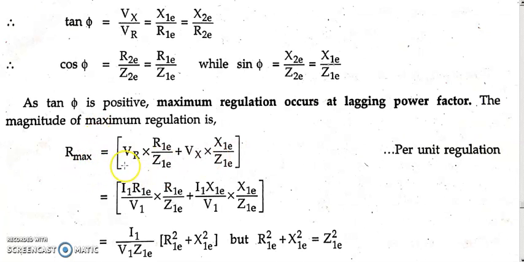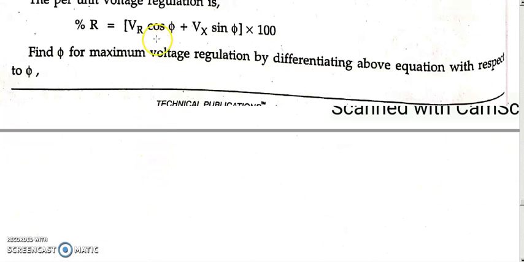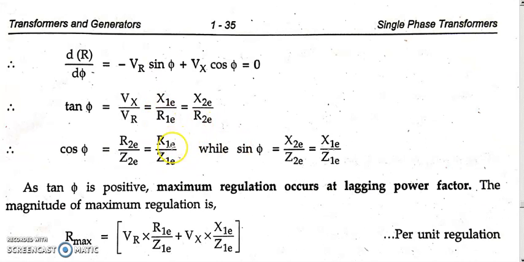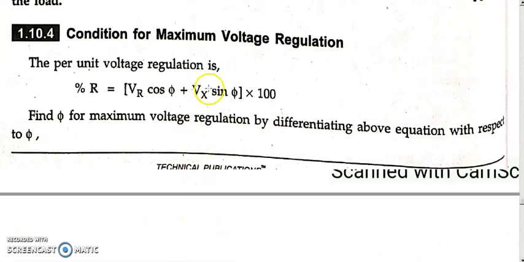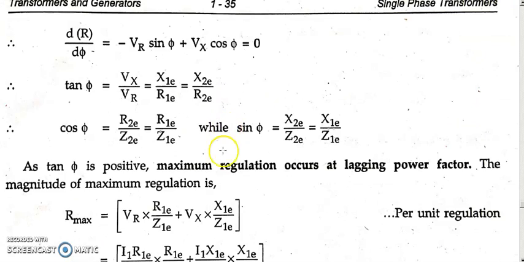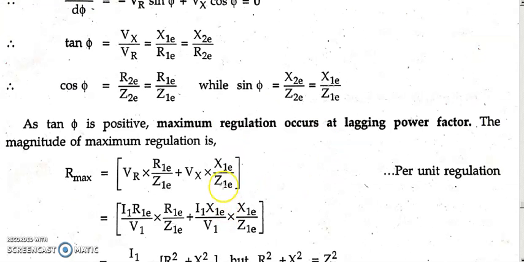The 100 is removed and all. So we have cos phi, and the cos phi formula is R1e by Z1e. They have taken this consideration. You can take either primary R1e or R2e, but since they have taken R1e, let us stay with this. And similarly, plus Vx sin phi. Sin phi is nothing but x1e by Z1e. They have substituted it over here.